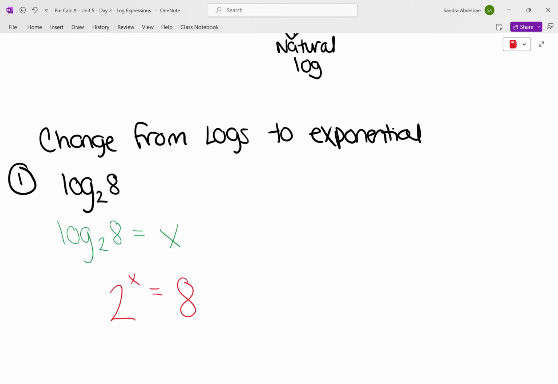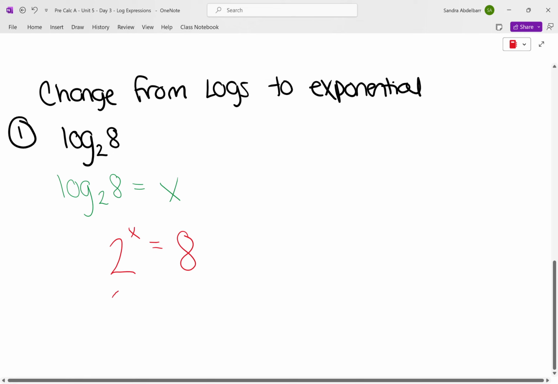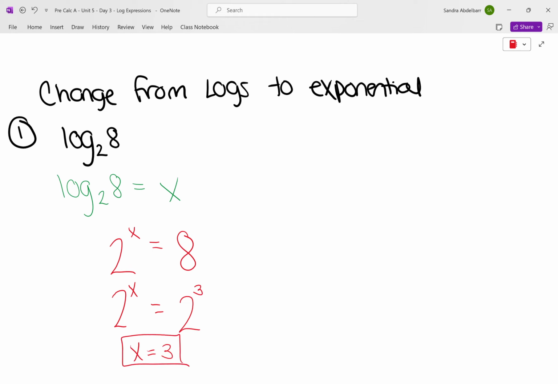Okay, so here we get 2 to the x is equal to 8. Now, I know we can do this in our head, but just humor me. If this were a more difficult problem, what would I have you do? Change the 8 to a base of 2. So this would be 2 to the x is equal to 2 to the third, so x will equal 3.